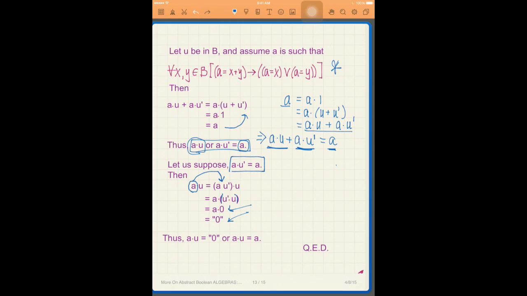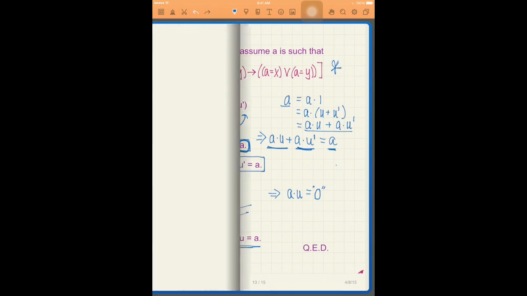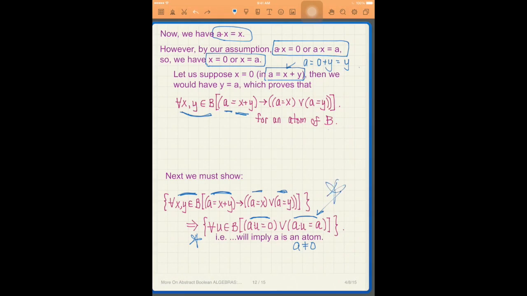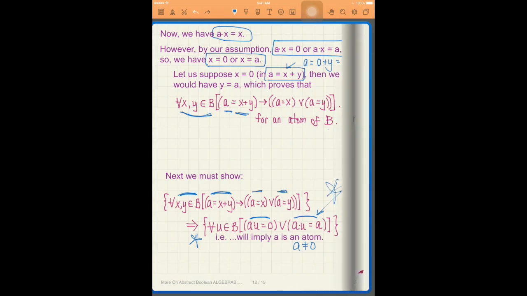So what did we get back? So that means that A multiplied with U will give us back the 0 element in this case. But before, we also said that A multiplied by U could be A. So that's the OR statement. So A multiplied by U is equal to the 0 element, or A multiplied by U is equal to the A element. And that is all that we needed to prove for this last part of the theorem.